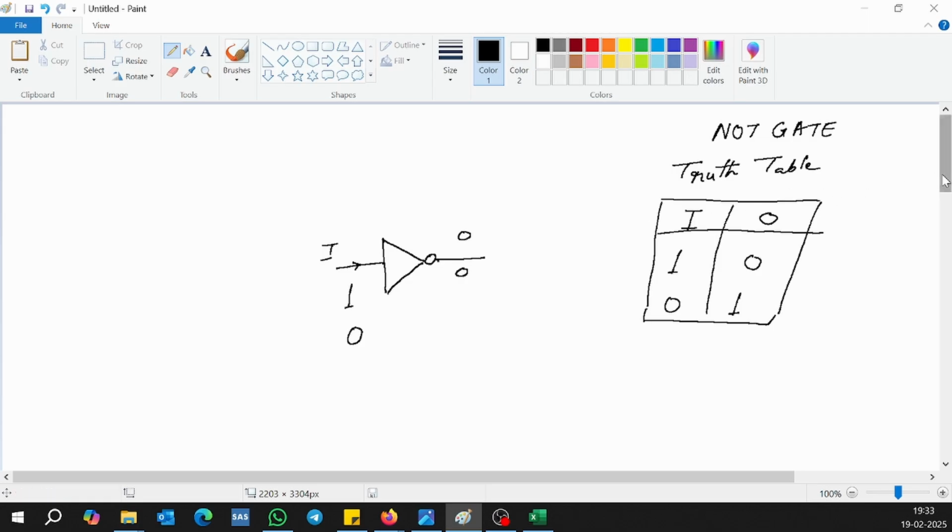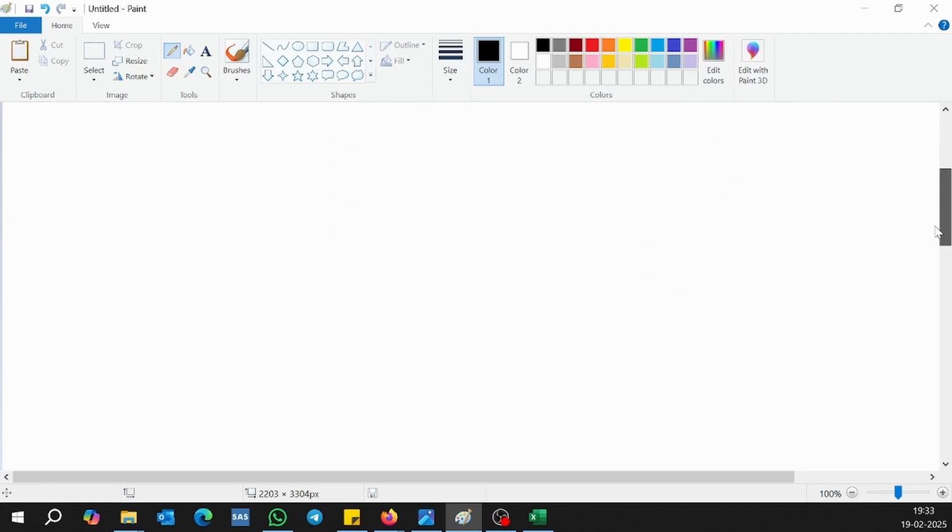Now we'll try to understand the other one, the AND gate. See, the AND gate looks like this. It looks like a D. It has two inputs and one output. Let's name the inputs V1, V2 and the output O.